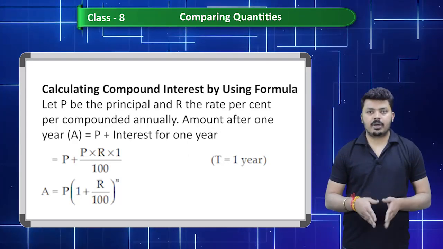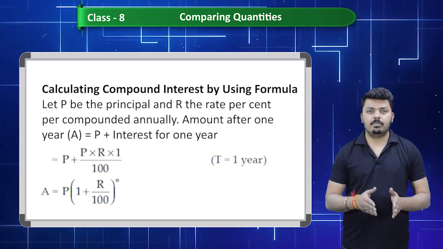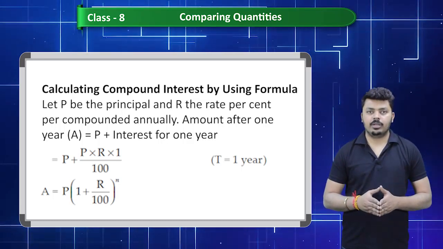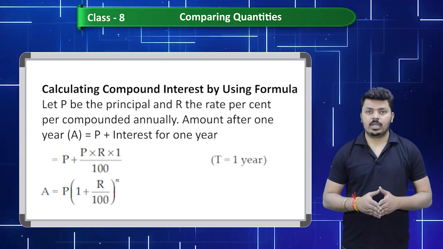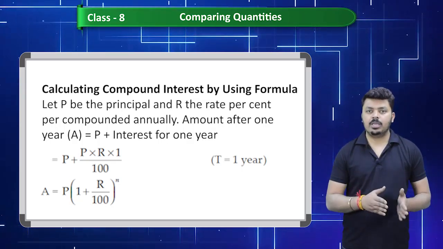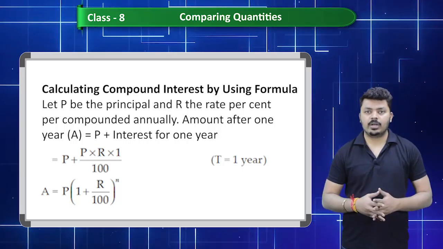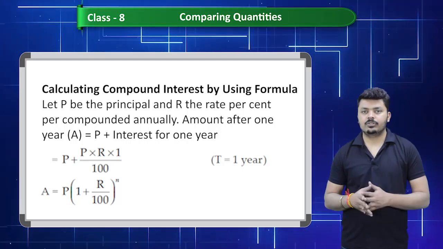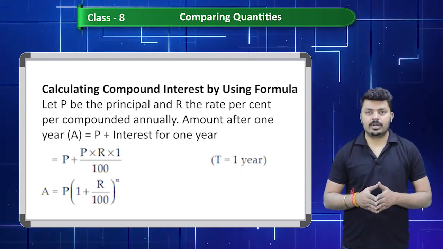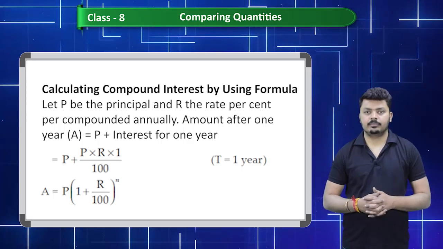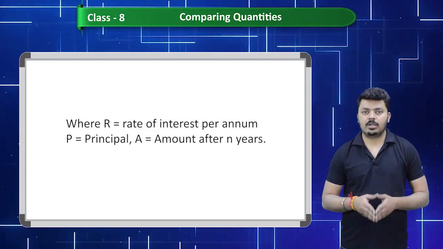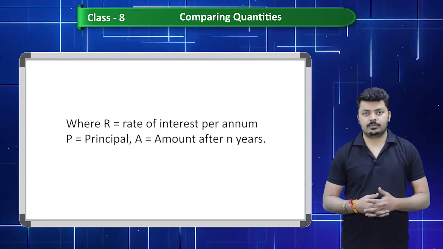Calculating compound interest by using formula. Let P be the principal and R the rate % per annum compounded annually. Amount after 1 year, A, equals P plus interest for 1 year, equals P plus P into R into 1 by 100. Here T equals 1 year, so amount equals P times (1 plus R by 100) to the power n, where R equals rate of interest per annum, P equals principal, A equals amount after n years.